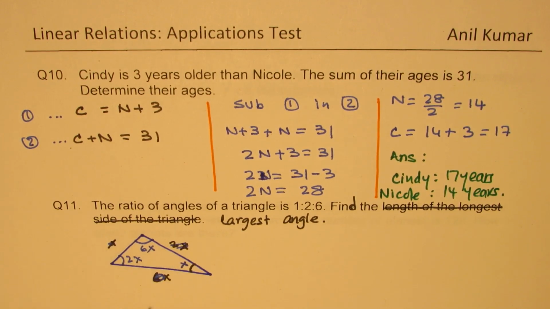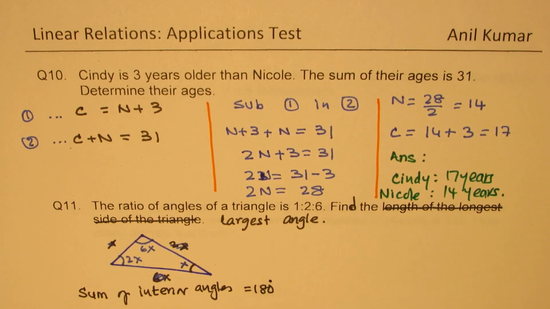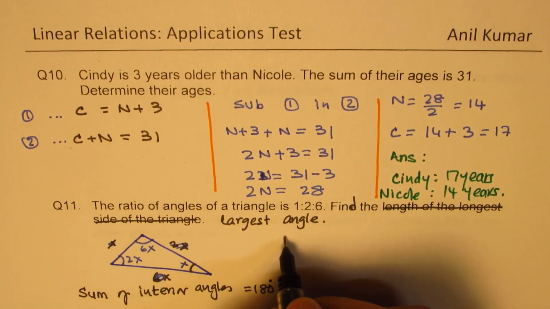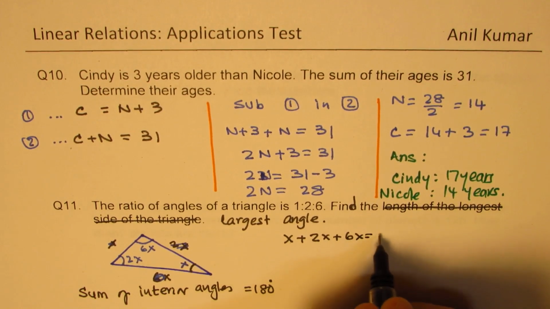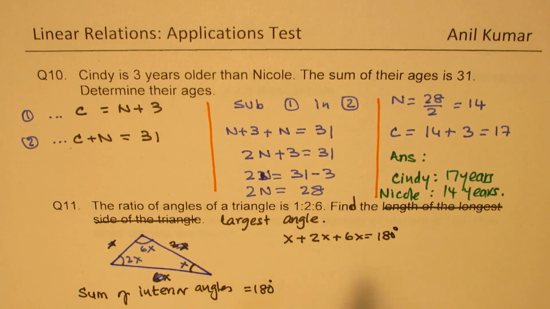Now in a triangle, they are related. Sum of angles in a triangle is 180 degrees. So important to remember here is that the sum of interior angles equals 180 degrees, right? So that actually gives us the relation, and so the equation is that x plus 2x plus 6x is equal to 180 degrees, correct? So that becomes our equation.